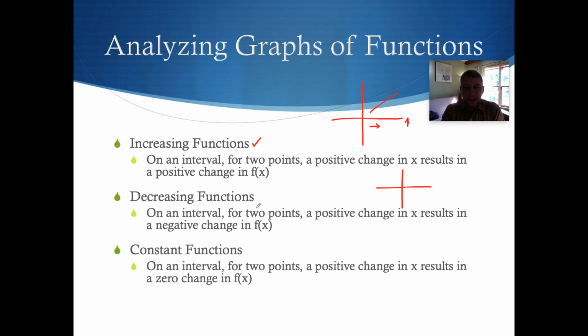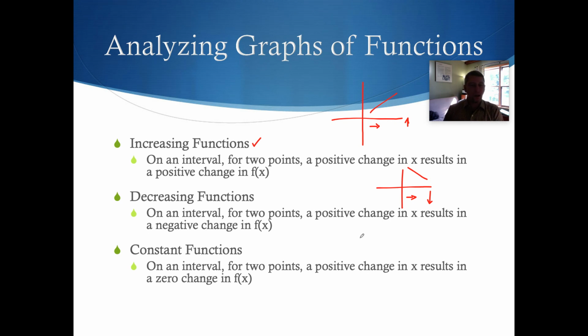2 points, a positive change in x, all right, so moving in the positive direction toward the right, results in a negative change for f of x. So we're moving down in the y-axis, and that would look something like this. All right, that would be a decreasing function.